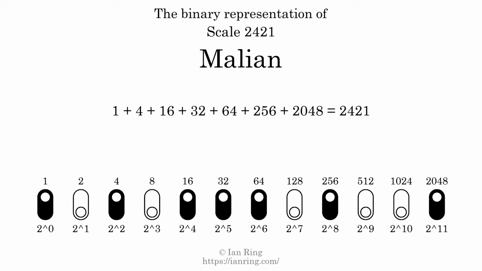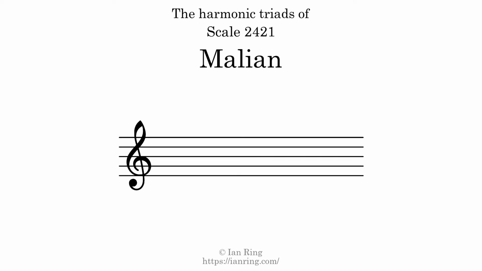2421. The scale number not only enumerates the scale with a unique index, but it also literally describes the tonal content of the scale. Represented as a binary number in base 2, the scale number is 1001011010101. Here are the harmonic triads present in this scale.